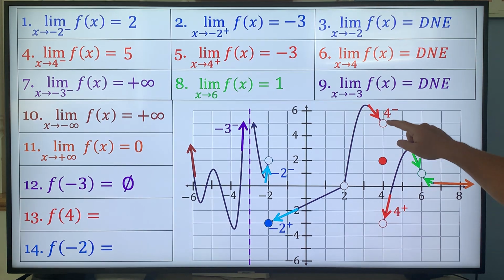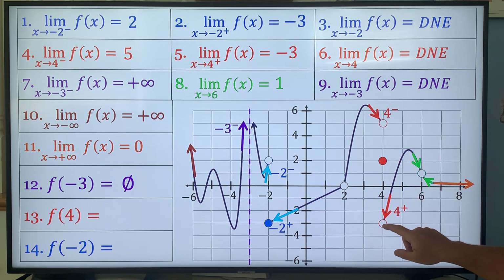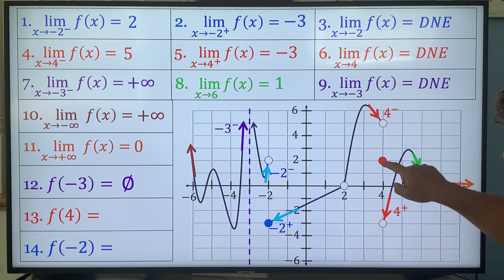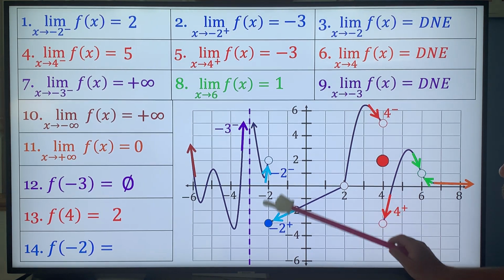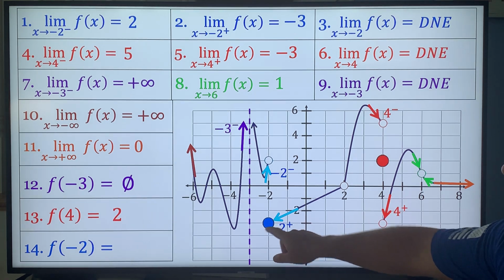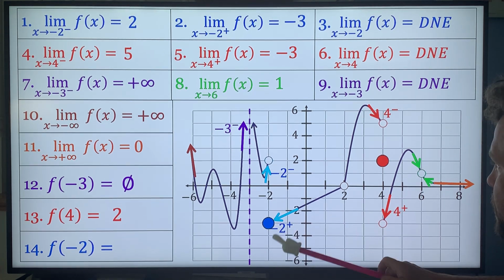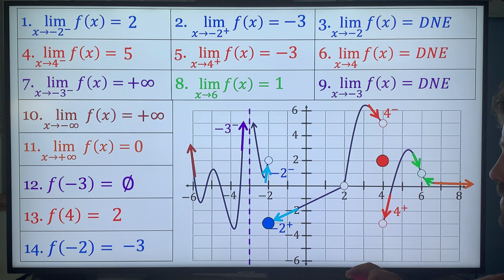F of 4. All right, from the negative side here, there's a hole, so that's no good. The positive side is a hole, but look at it, right there, filled in circle. Answer would be 2. All right, and f of -2. Hole, not a hole, because that one's where the filled in circle is. That's the one we're going to use, and that is at -3.